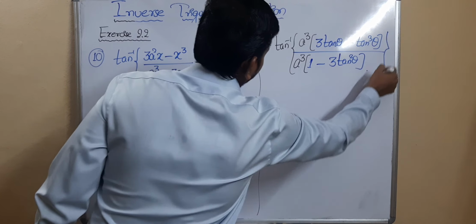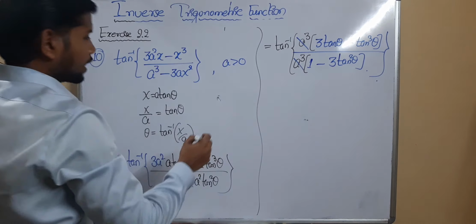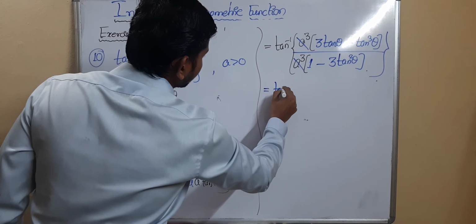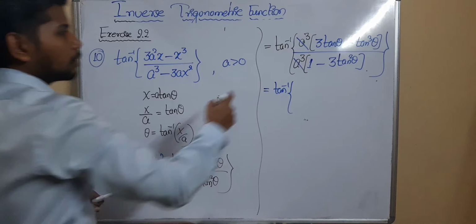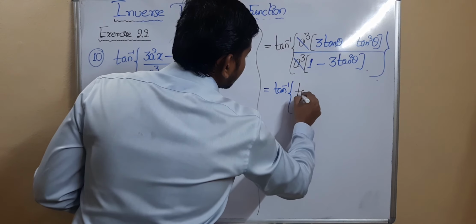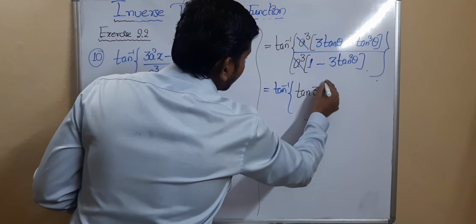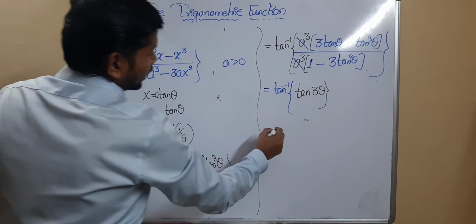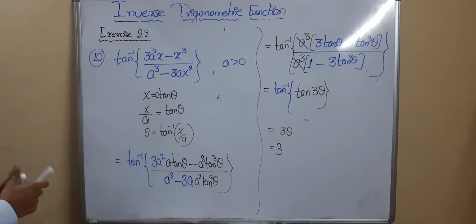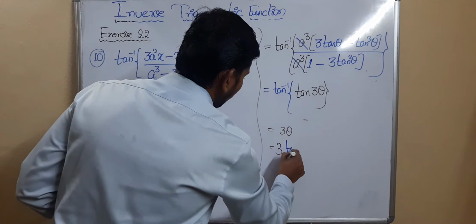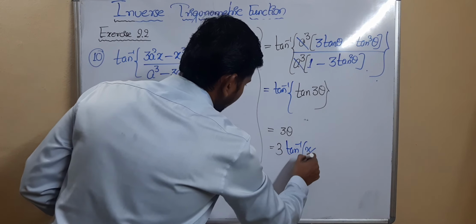Now a cube will be cancelled. It is tan inverse of 3 tan theta minus tan cube theta divided by 1 minus 3 tan square theta, which is tan of 3 theta. Now tan inverse of tan of 3 theta is 3 theta. What is the theta value? Yes, exactly, tan inverse of x by a.